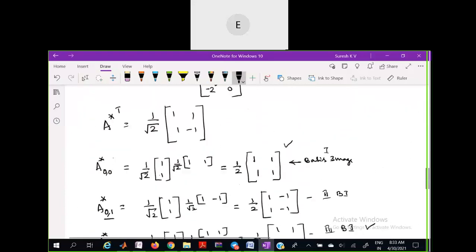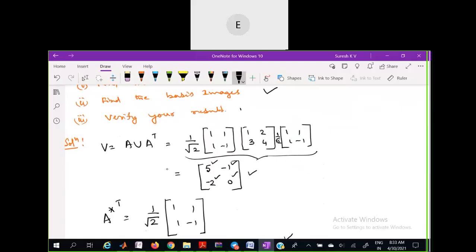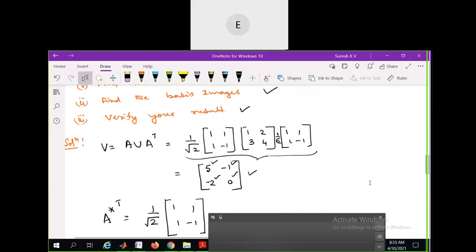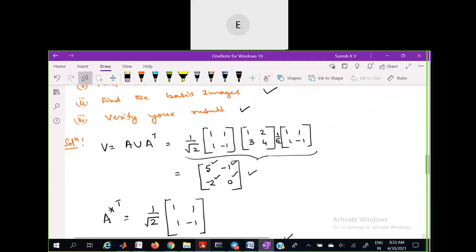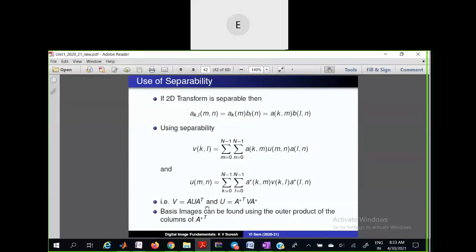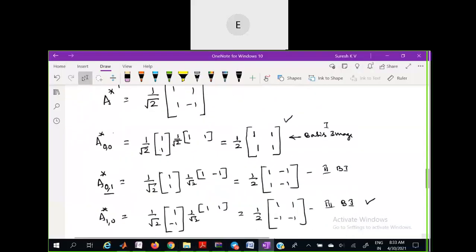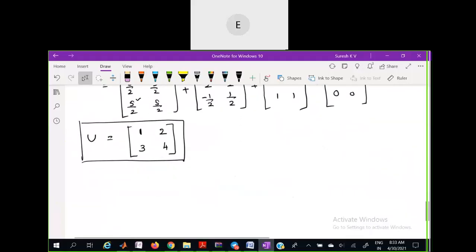Okay, that is the verification. This is not only the verification, I can also do one more verification. Carefully observe here. You can get U by doing this operation, A conjugate transpose V into A conjugate. So I will not completely do it. I'll just write the step. So U can also be written as A conjugate transpose into V A conjugate.